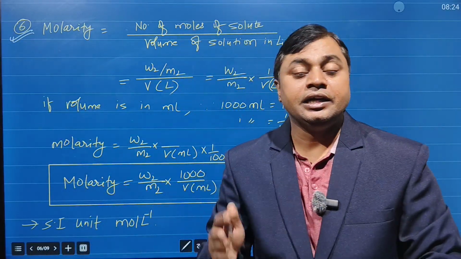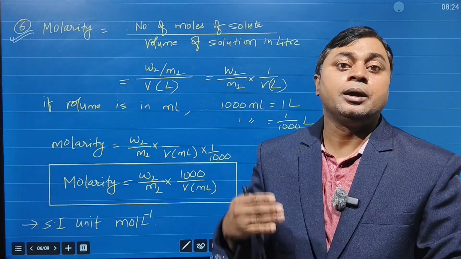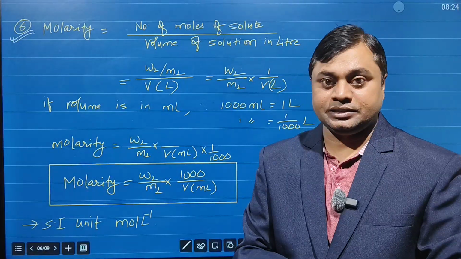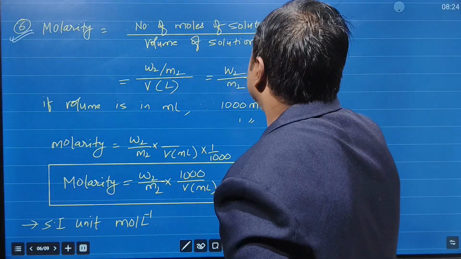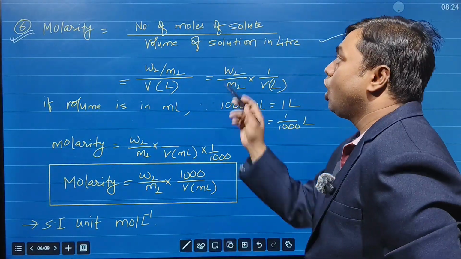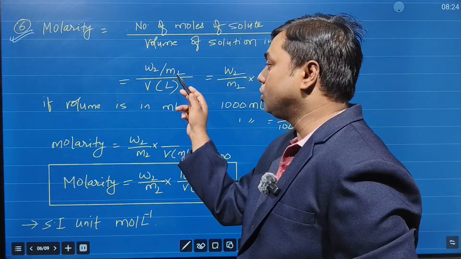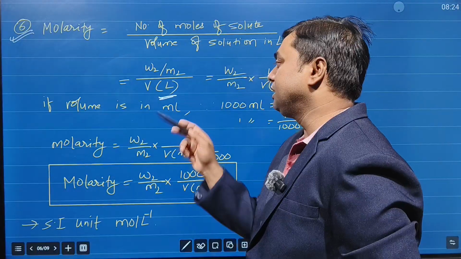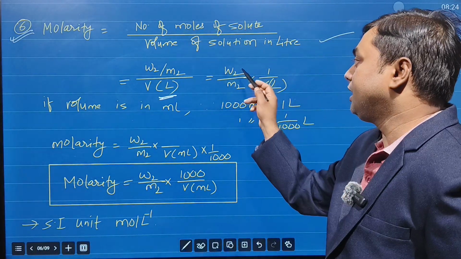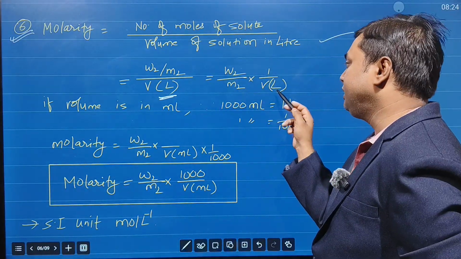What is molarity? It is the number of moles of solute by volume of solution in liter. How do you find the number of moles of solute? W2 by M2. Yes or no? Weight of solute by molecular weight of solute, by volume of solution in liter. Am I clear? So we can write W2 by M2 into 1 by V in liter.